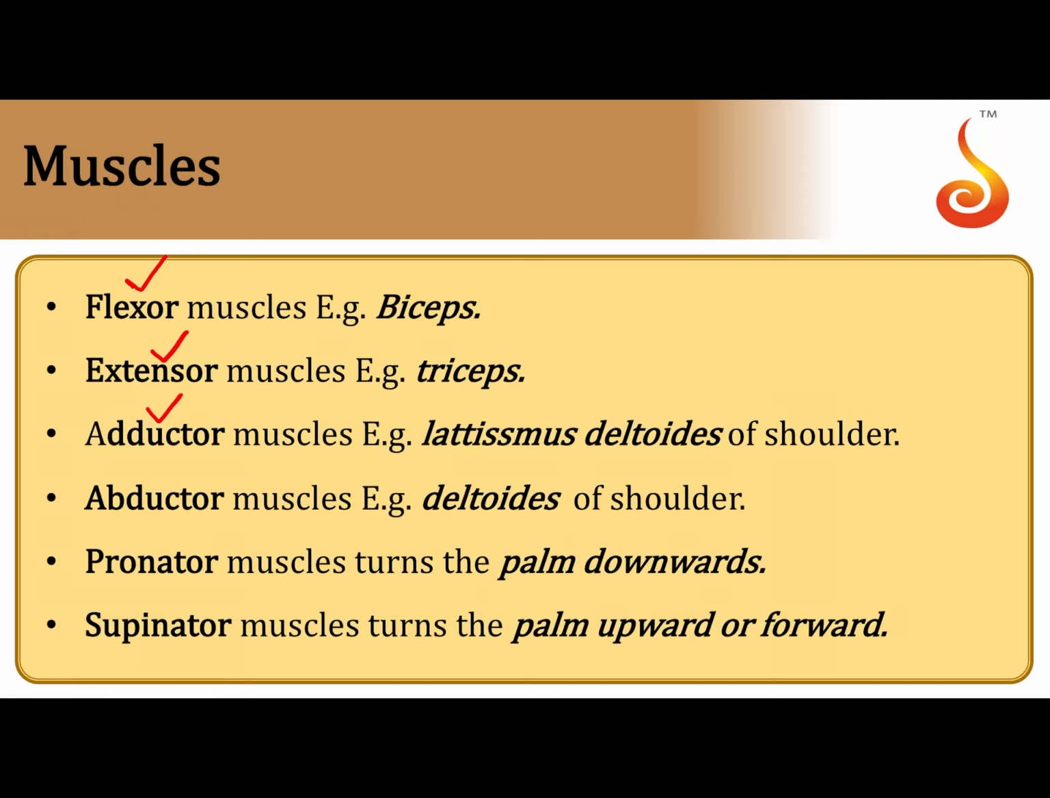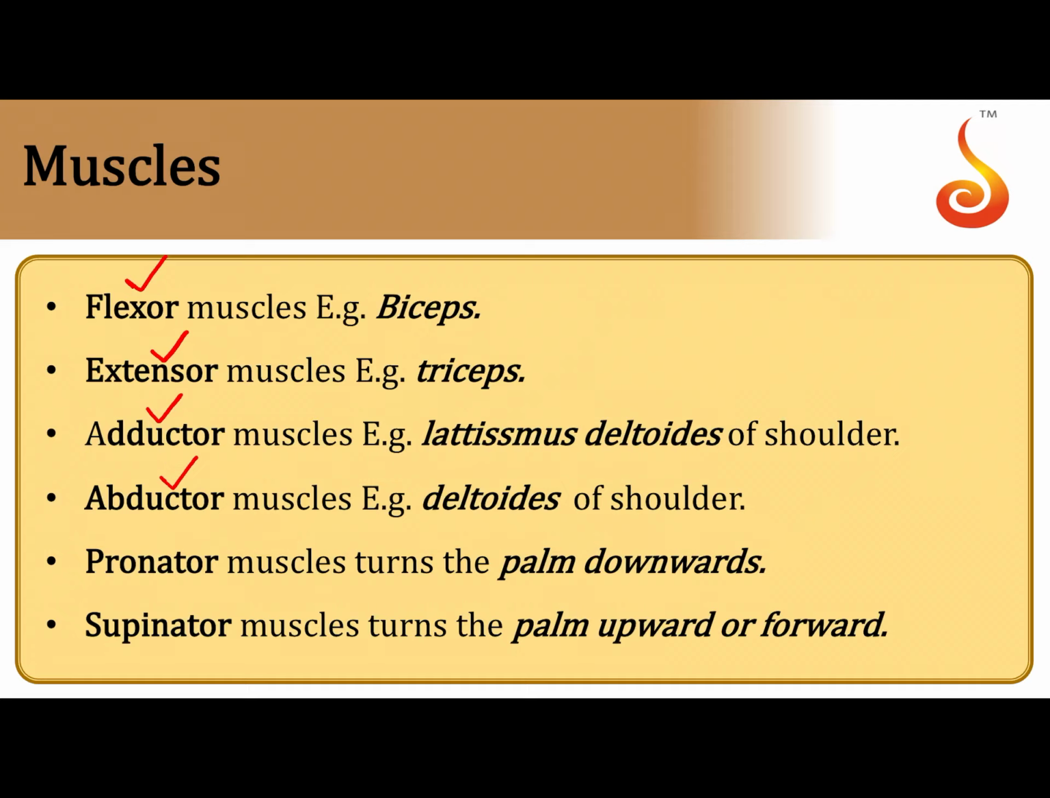Adductor muscles are those which bring your hand closer to your body, whereas abductor muscles are those which take your hand away from your body. So adduction means movement of your hand closer to your body, and abduction means movement of your hand away from your body.